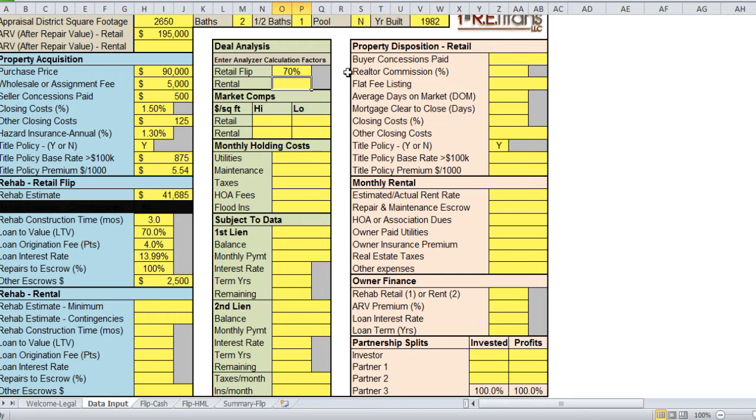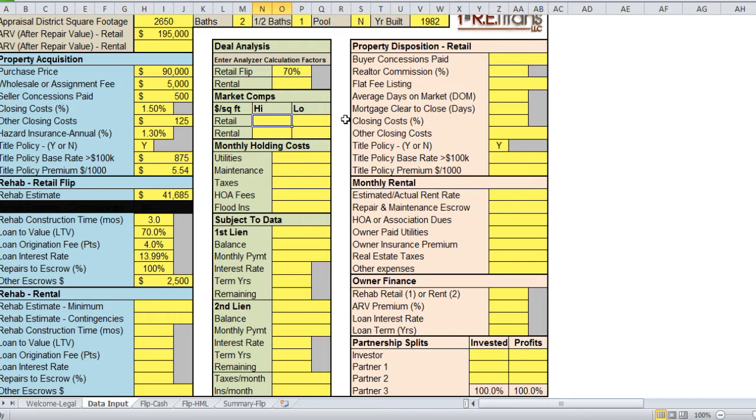Then there is my comp data on comparable sales, followed by monthly holding cost. You want to make sure you really know your holding costs because they are a critical component of evaluating a deal, and real cash you will be out of pocket while you rehab the property. We will leave the fields for subject-to data blank at this time, as it is not relevant to our evaluation.